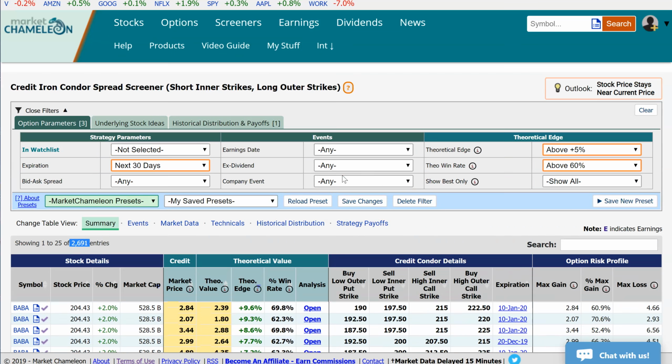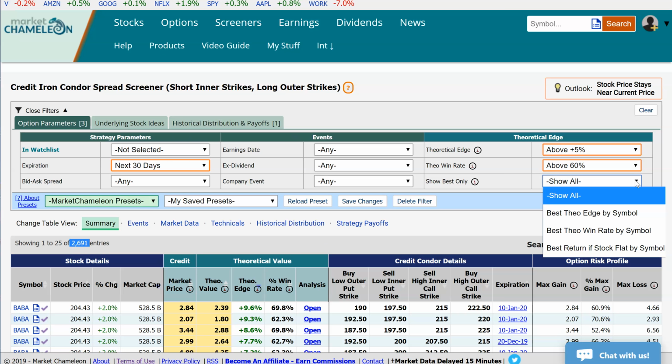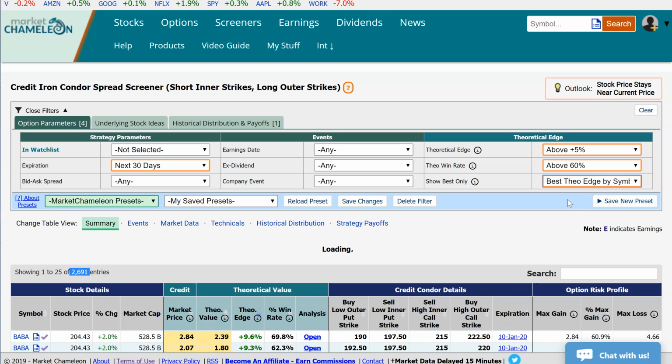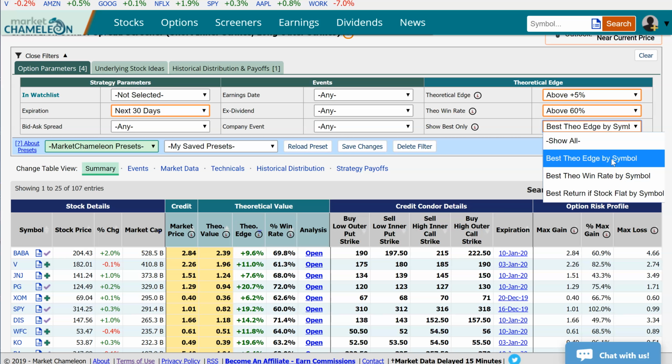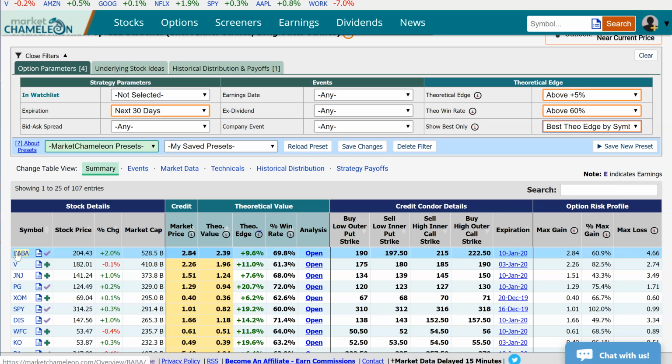Alibaba alone. So now we're going to tell the machine, show me the best one per stock based on theoretical edge, given all these other parameters I just set. So now I set this filter, best theoretical edge by symbol. You can see now for Alibaba, it's this one, January 10th. You sell this call spread, sell this put spread for 284. The theoretical edge is 9.6% with almost a 70% historical win rate.